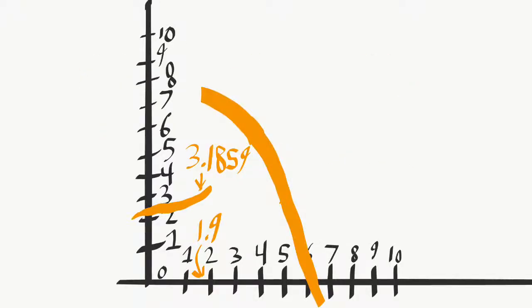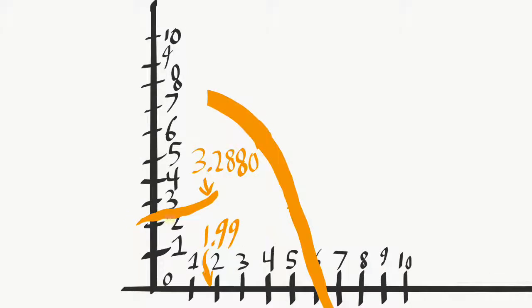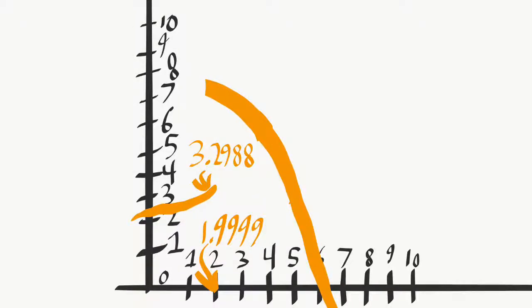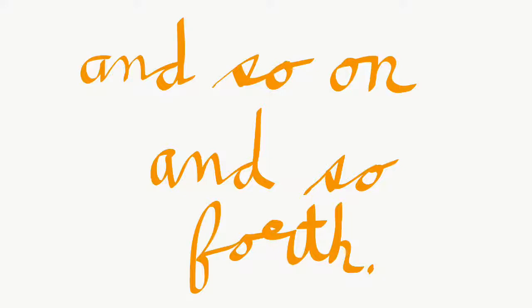However, if we plug in 1.9, we get 3.1859. If we plug in 1.99, we get 3.2880. If we plug in 1.999, we get 3.2988. If we plug in 1.9999, we get 3.2998, and so on and so forth.